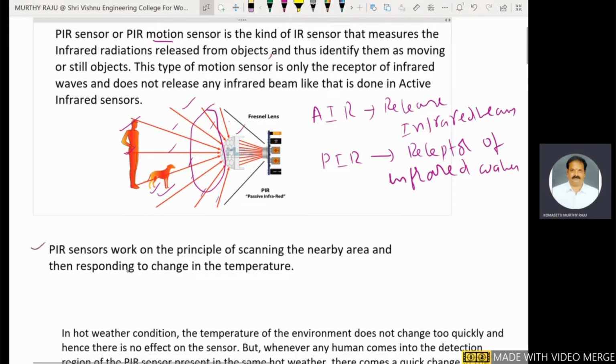The PIR sensor works on the principle of scanning the nearby area and then responding to change in the temperature. The living objects are in moving condition, therefore the temperature also changes. These changes are recognized by the PIR sensor.